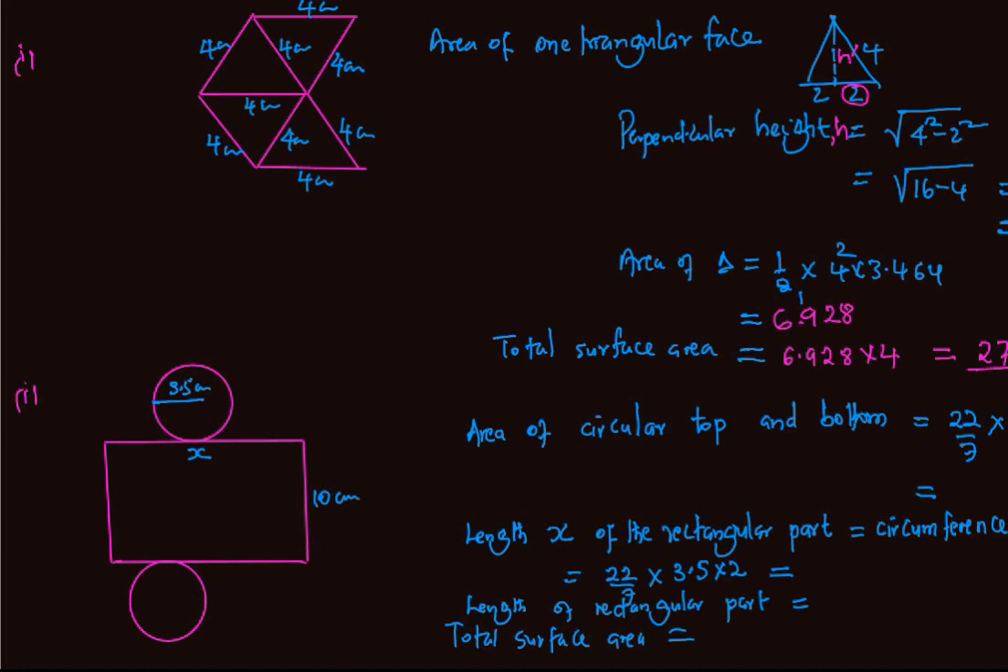So that simplifies to 22 over 7 times 3.5 times 3.5 times 2, and that gives us 77 square centimeters.